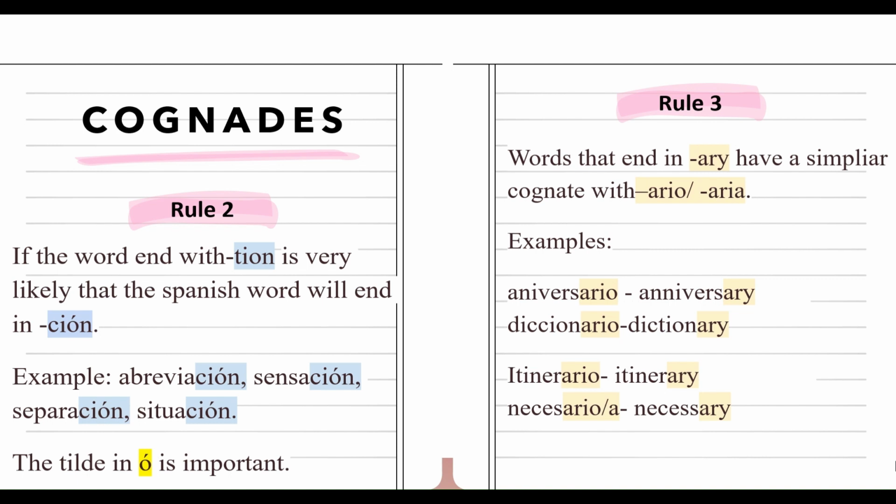Sensación. So if you have sensación, which is the word in English? Yes, sensation. Then we have separación, separation; situación, situation. Okay? This is pretty simple.